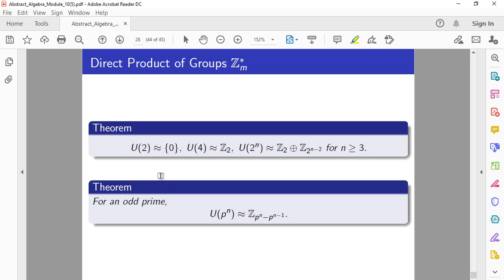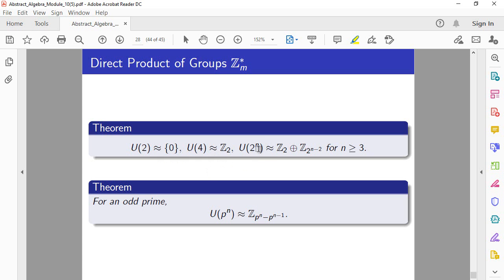So here I'm going to state a couple of facts without any proofs. Another notation for Zm star is U of m. So U of 2 is Z2 star, and U of 4 is Z4 star. U of 2 has only one element, so this is a trivial group containing only the identity. U of 4 is identical to Z2.